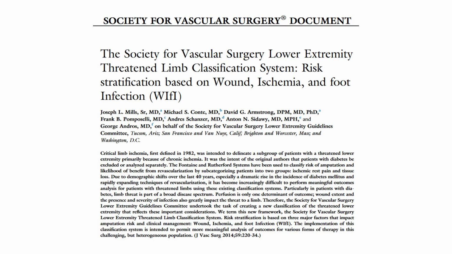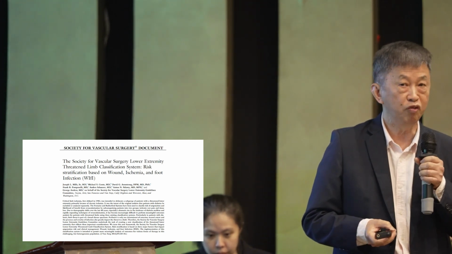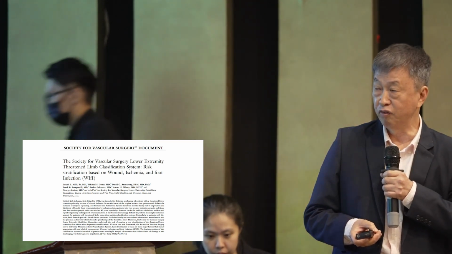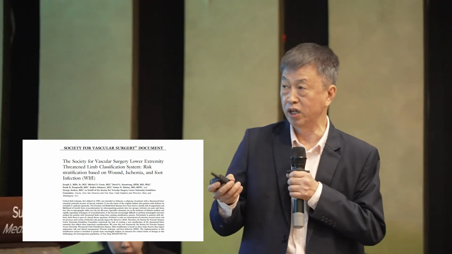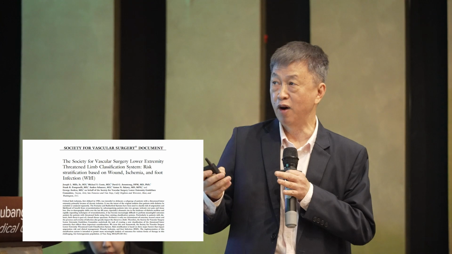So this is actually the Society for Vascular Surgery lower extremity threatened limb ischemia classification. In the past we used the Fontaine classification and the Rutherford classification, but they are not very good. These days we can look at the patient and the wound in a holistic manner. It's called the WIfI system.